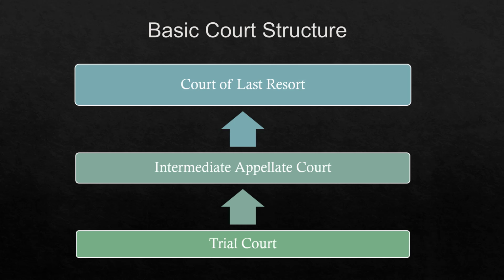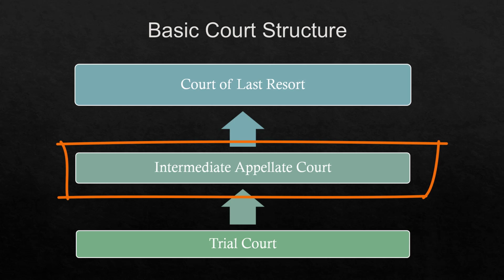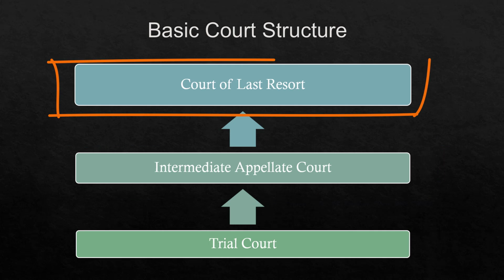There are generally three court levels: the trial court, the intermediate appellate court, and the court of last resort. The trial court, very often called a district court, is where we first file an action. Then, if we need to appeal that decision, we will file in an intermediate appellate court. The court of last resort, often called the final appellate court, is the last court where we can file an appeal.